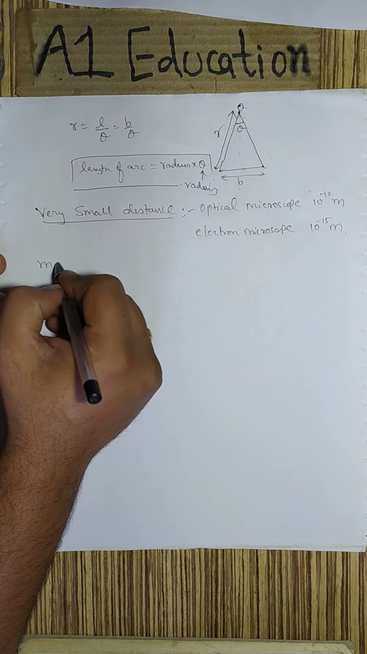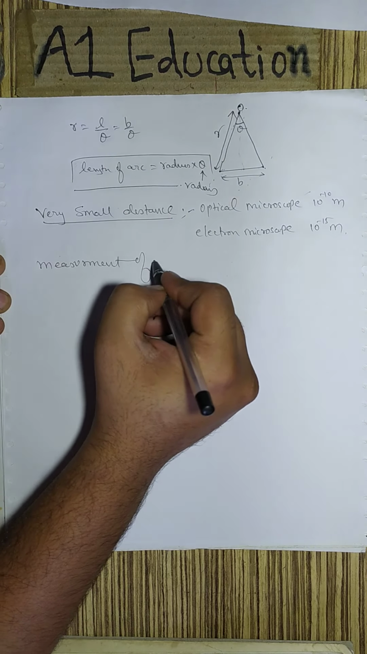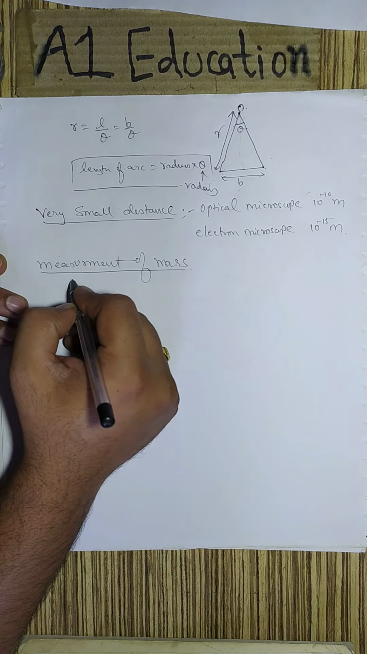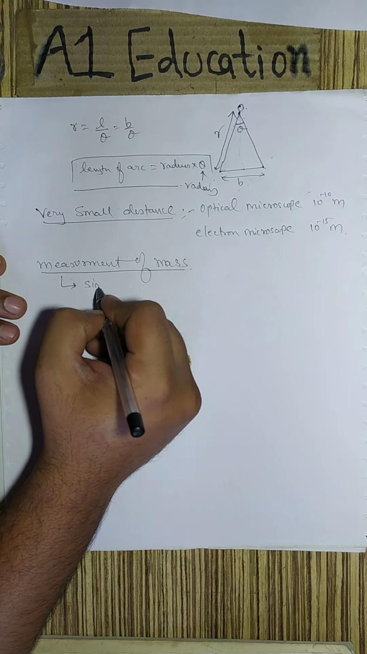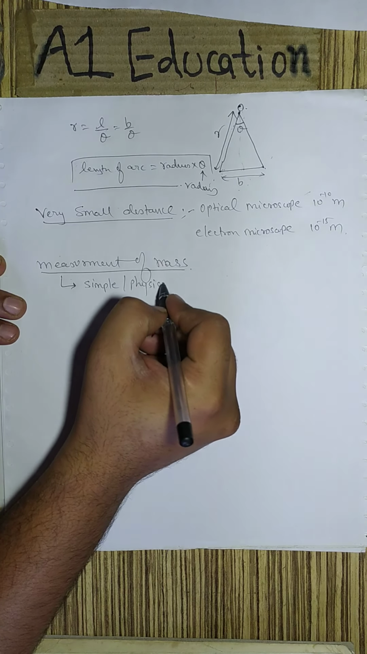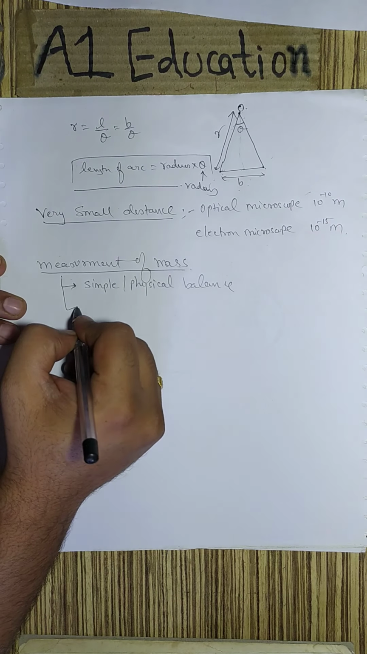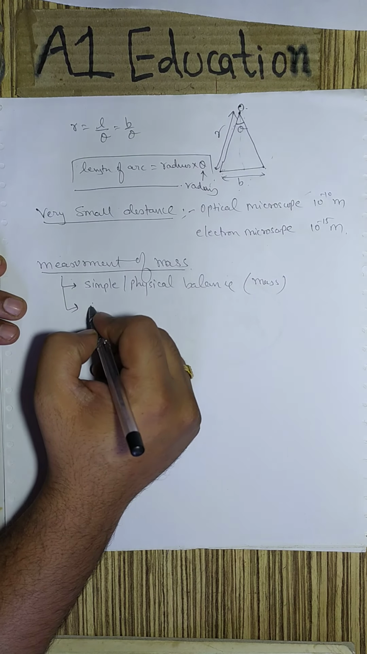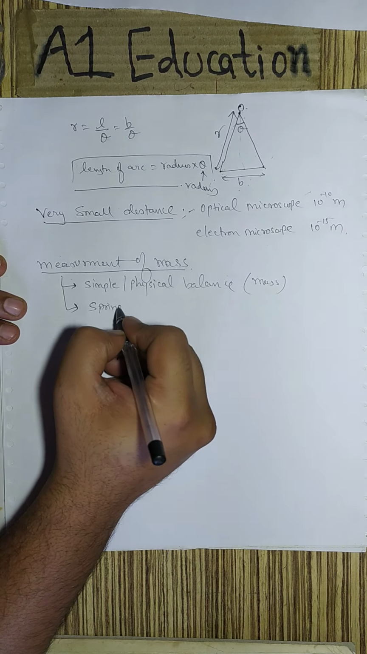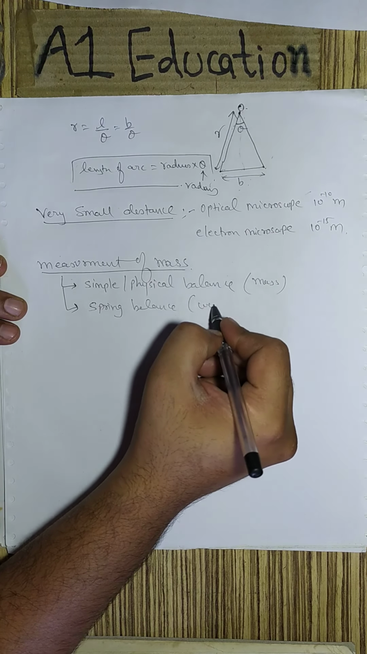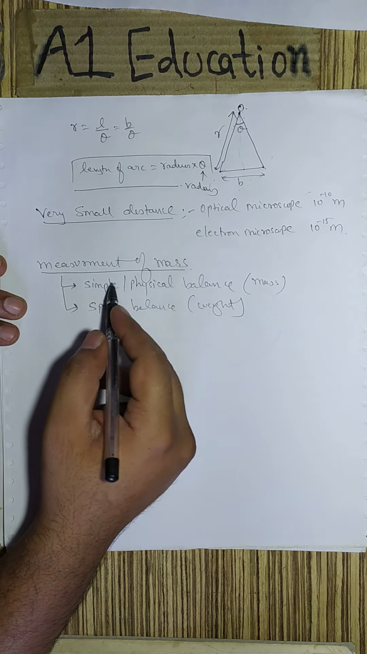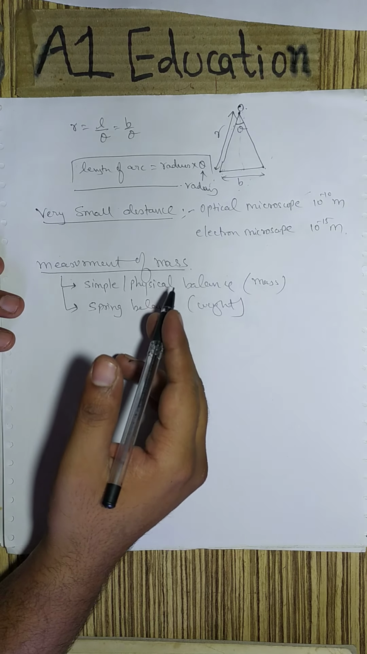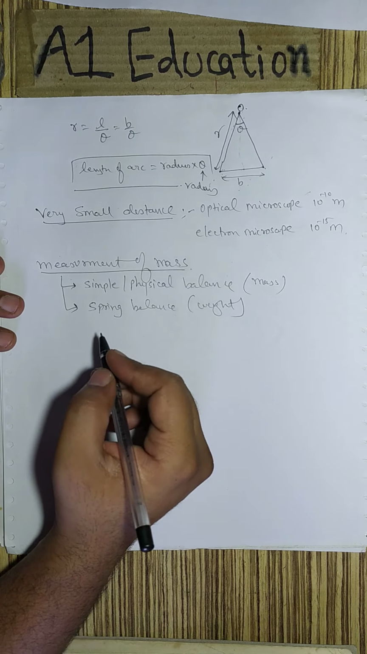Next we see the measurement of mass. Measurement of mass can be done with the help of a simple balance, or you call it a physical balance. Then you can make use of the spring balance to measure the weight, and other estimation techniques are there to measure the mass of very huge objects like planets or mountains.